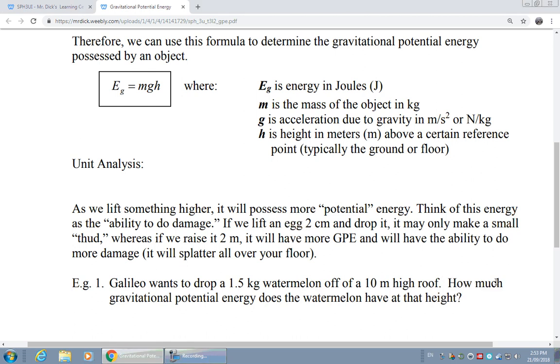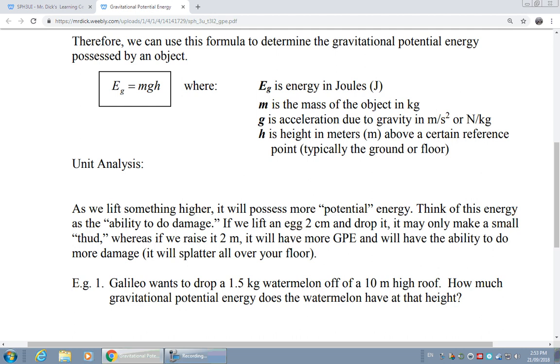And from here on out, we can just use this final summarized formula. You're not always going to have to derive it from scratch, but this is just to prove to you and show that it's really just a derivation or an extension of what we already know about the work equation. But now we can arrive at our summarized formula where we have Eg equals mgh.